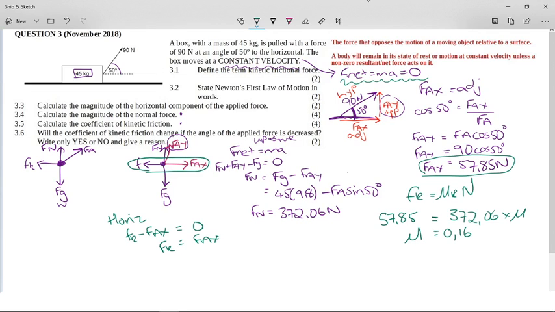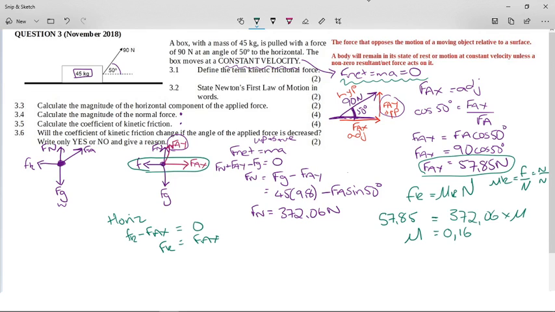Now remember, mu we call dimensionless. It has no units. Why does it have no units? Because we found it by dividing the force of friction by the normal force, and these are measured in newtons, so anything divided by the same thing gives you 1. A newton divided by a newton is going to give you no unit. So mu has no unit. In physics we say it is dimensionless.